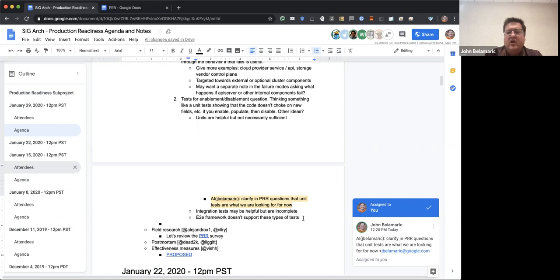And then lastly, E2E framework. So do we think it's worth the effort to make the E2E framework support this kind of test? Or should we maybe raise an issue and bring it to SIG testing and see how painful they think it will be?